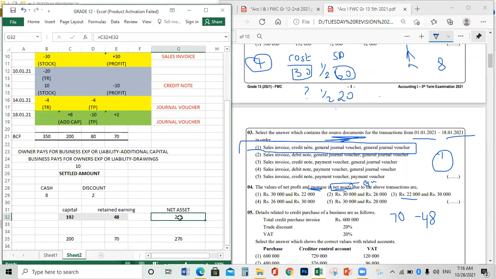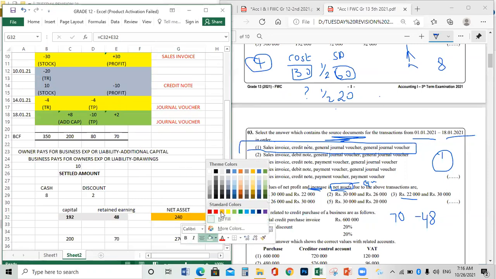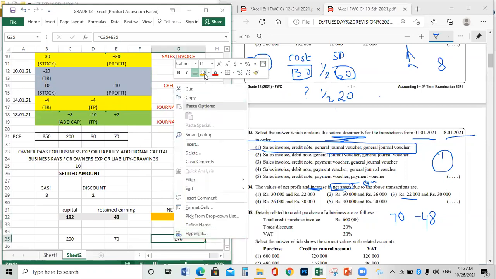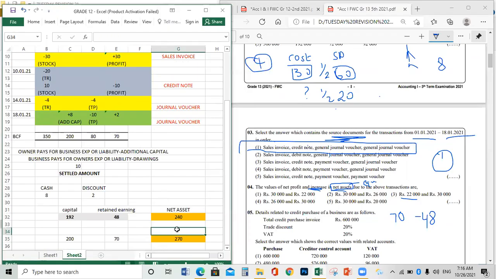What's the change between these two? That is going to be your increase. Very good. So what happens to your net asset? Your net asset has increased by 30,000.